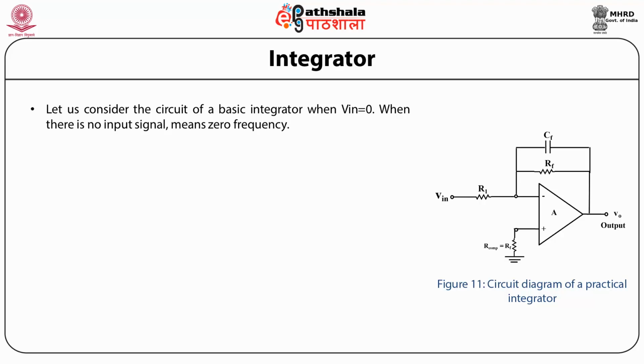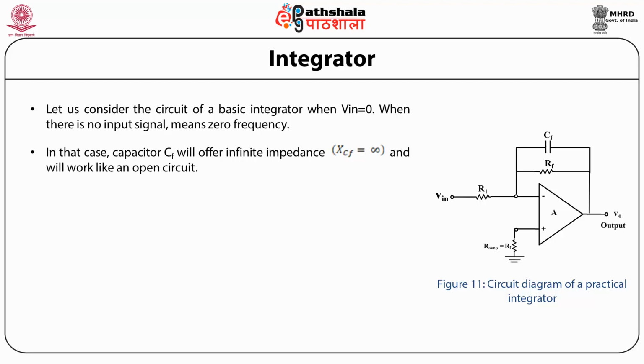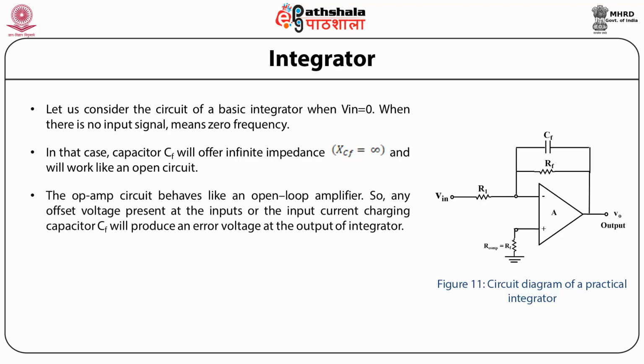Let us consider the circuit of a basic integrator when Vin is equal to 0. When there is no input signal means 0 frequency. In that case, capacitor Cf will offer infinite impedance, that is XCf is equal to infinity, and the capacitor will work like an open circuit. The op-amp circuit behaves like an open loop amplifier. So any offset voltage which is present at the inputs or the input current charging capacitor Cf will produce an error voltage at the output of integrator.